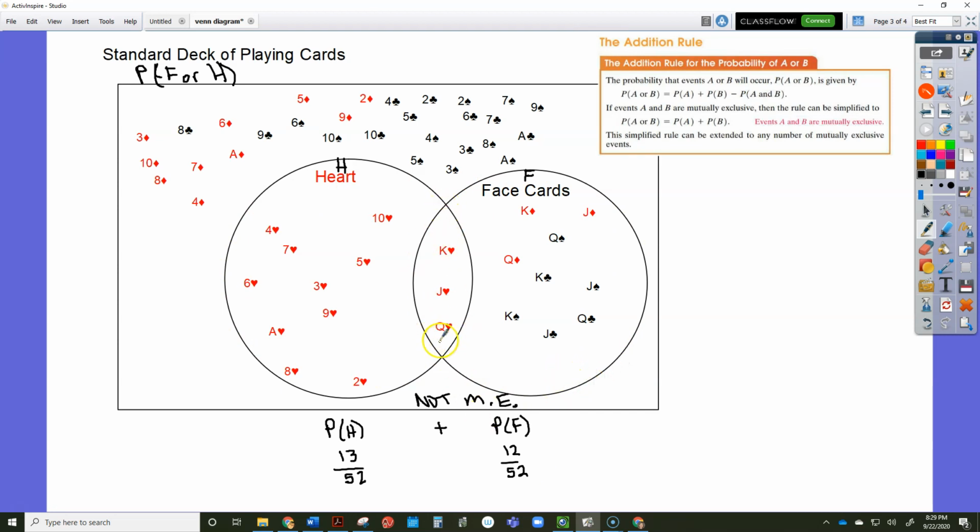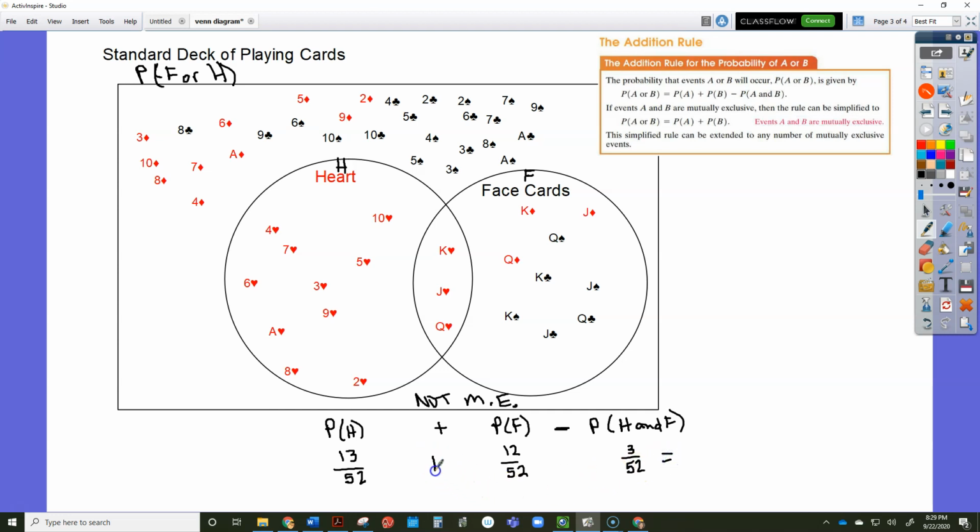Because I'm counting these twice. I counted them when I counted the hearts, and then I counted them again when I counted the face cards. So that's why I have to subtract out that set. That's the probability of heart and face cards. I have to subtract that 3 out because I've already counted them. So now I've got to subtract them out of this sum total so that I don't get them counted twice.